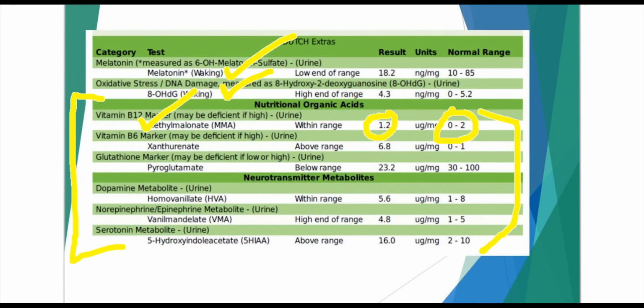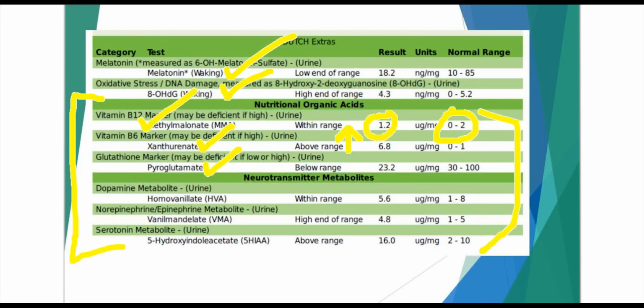You can see next xanthurenate or xanthurenic acid. That's a marker for vitamin B6 deficiency. So if a patient is deficient in B6, you'll tend to see that value being elevated, as it is in this case. Pyroglutamate is a glutathione deficiency marker. So if it's elevated, patients may be deficient in glutathione. The particular way that pyroglutamate is produced, if the result is below range, as it is in this example, you may also have a glutathione deficiency.